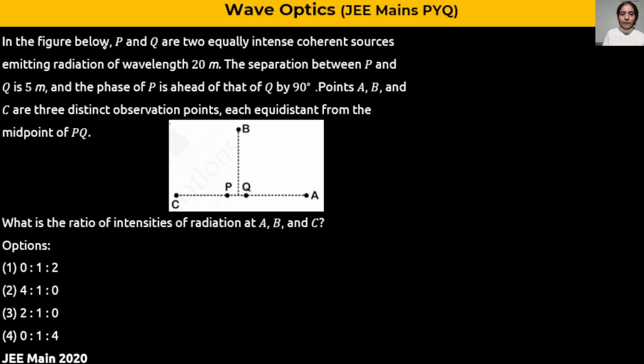Now let us move ahead. In the figure below, P and Q are two equally intense coherent sources emitting radiation of wavelength 20 meter. The separation between P and Q is 5 meter, and the phase of P is ahead of that of Q by 90 degrees.